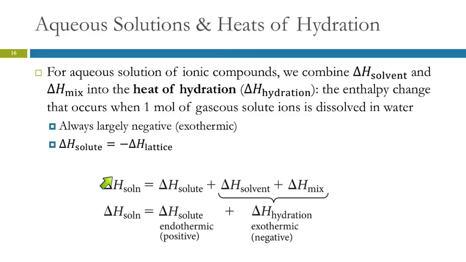We said earlier that the heat of solution was delta H for the solute plus delta H for the solvent plus delta H mixing. We're going to combine the last two terms and call this delta H hydration. This is still delta H solute. This will always be endothermic, positive. This will always be exothermic, negative. And so overall, delta H for the solution can be positive or negative. It depends on which one is stronger, which one is larger in magnitude.